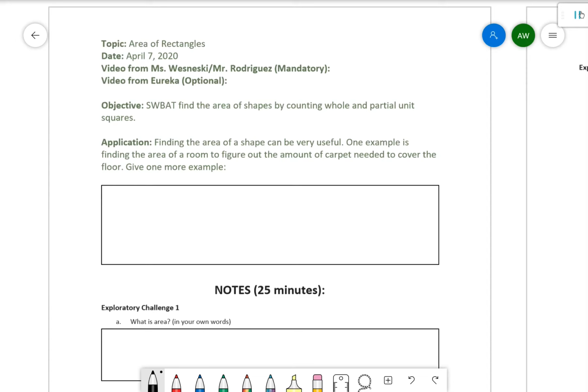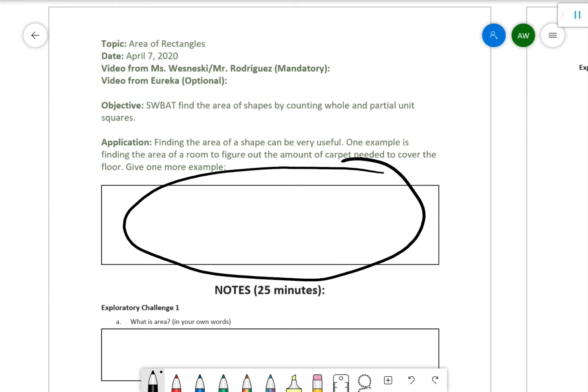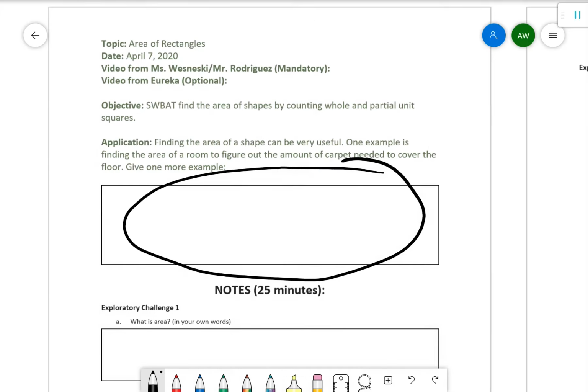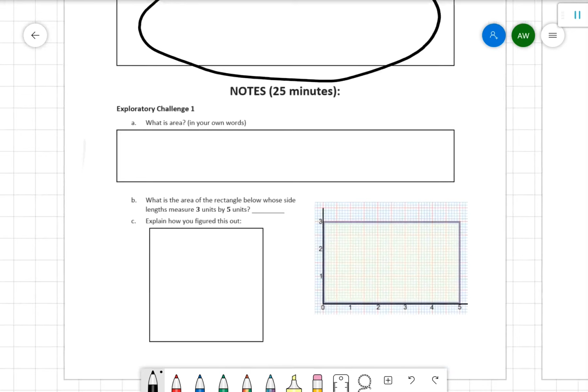Right now, I would like you to pause this video and fill in this box with one more example of when finding irregular areas would be useful in everyday life. Thanks for working on that. Now we're going to move on to our first exploratory challenge.